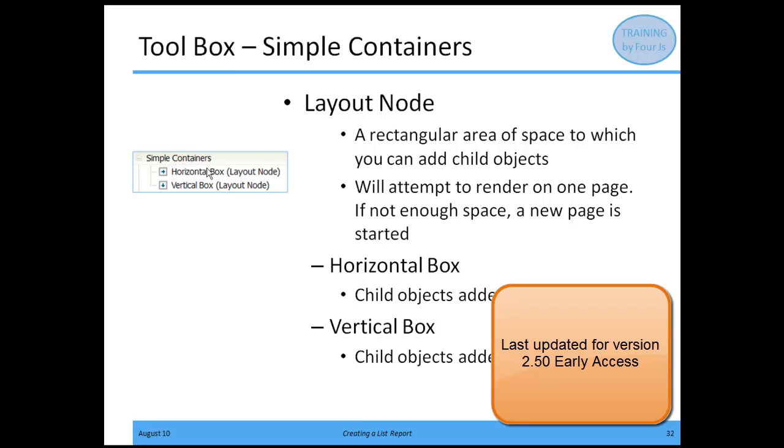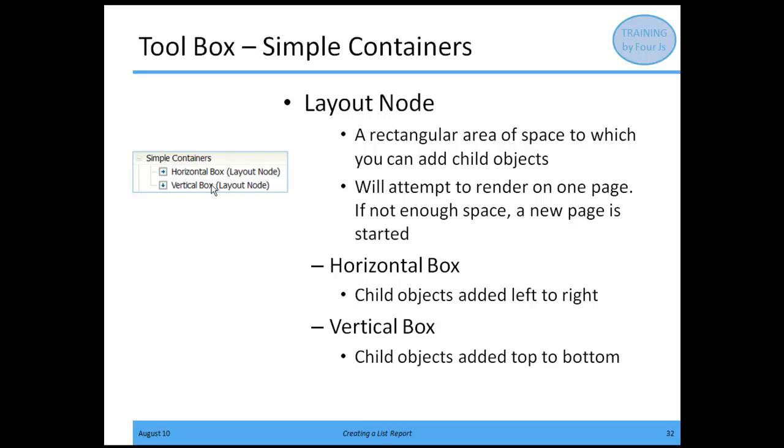Now, whether you select a horizontal box or a vertical box is how you intend for the children to be added. If you want your items added from the left to right, you would place out a horizontal box. If you wanted them added from top to bottom, you would place out a vertical box.